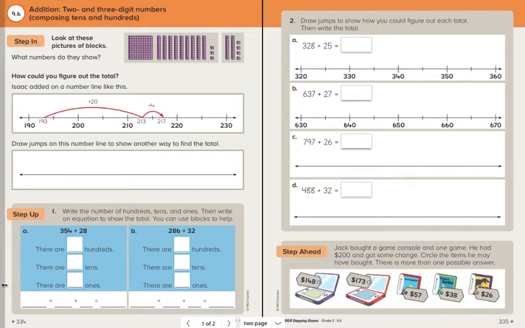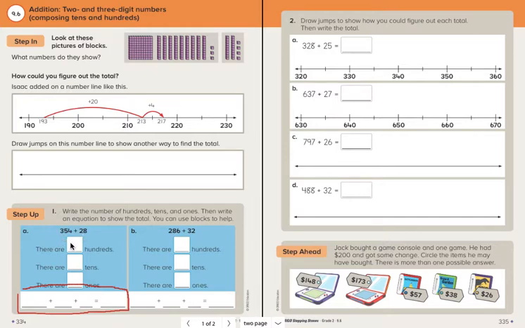The directions say write the number of hundreds, tens, and ones. Then write an equation to show the total. You can use blocks to help. So the blocks would be once you're doing your equation. But we don't really need blocks for this section. We can add these numbers. How many hundreds are there total when we look at 354 and 28?